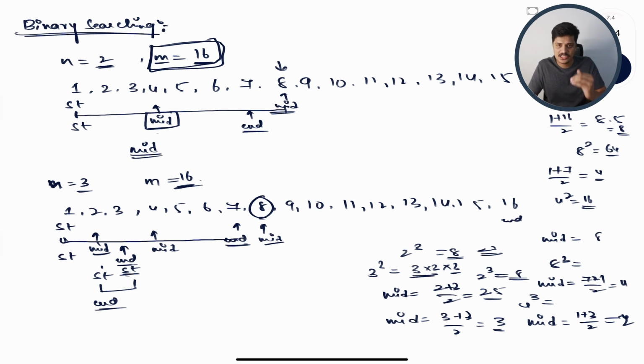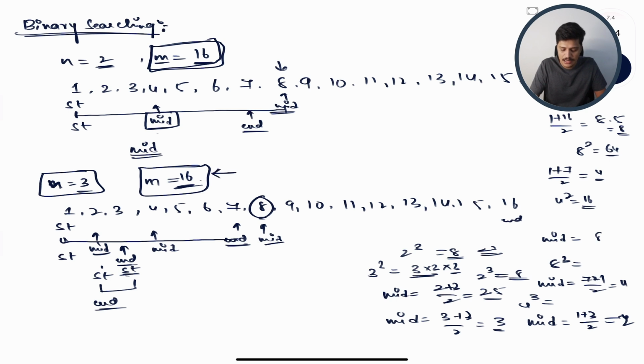So ultimately, after checking all the possible values, what happened? We couldn't find any proper whole integer to which, if we perform this power n, we could get the resulting value of m. So that is the reason why, in this case, since we couldn't find a whole integer, we will be returning -1.